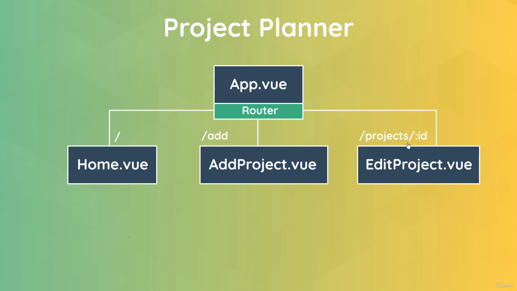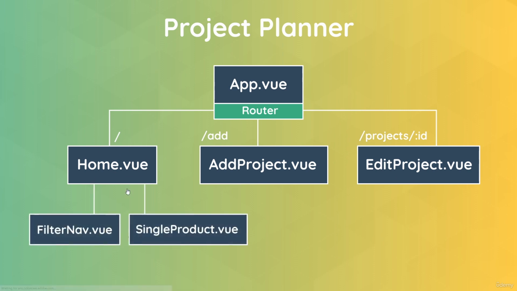And if we go to /project the ID parameter, where the ID parameter is the ID of a particular project, we see the edit project component, which will be a web form to edit that particular project. Now, nested inside the home component, there will be two more.